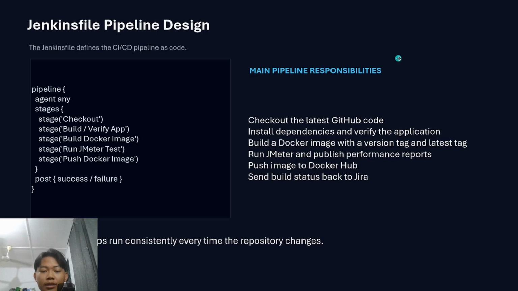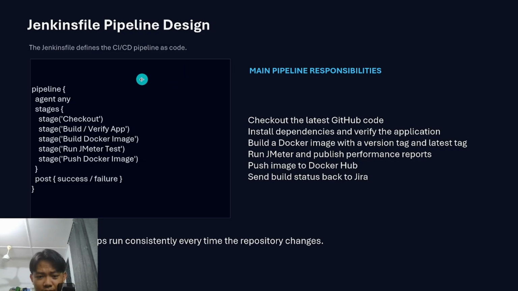And next is about Jenkinsfile pipeline design. So basically, it shows the actual pipeline, which we define in a file called Jenkinsfile. The nice thing about this is the pipeline is written as code, so it runs exactly the same every single time. So you can see the stages here.